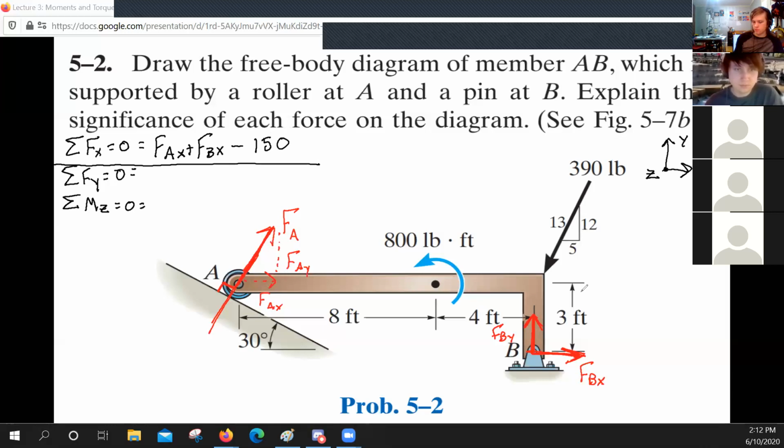It's kind of the same thing, but instead of X, it's Y, and instead of times 5, it's times 12. Whenever we're finding the 390 pound thing. So we would have FA of Y plus FB of Y minus 360. Okay. And then what is our moments?